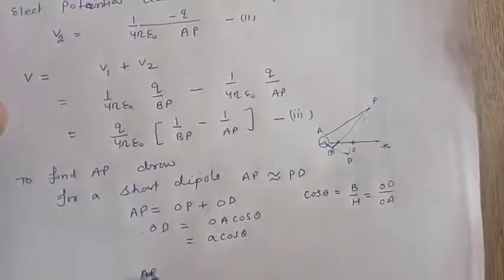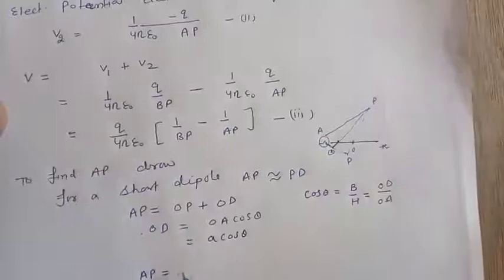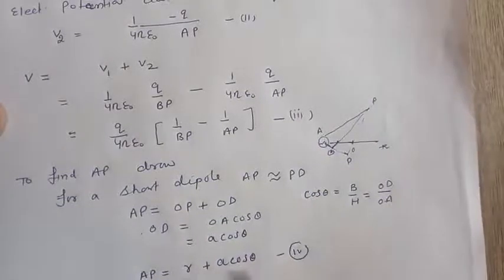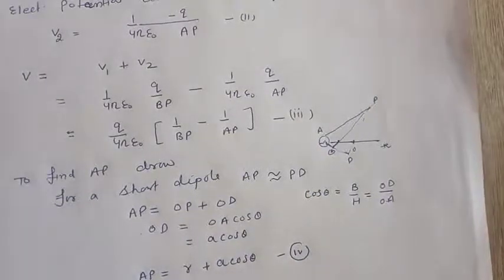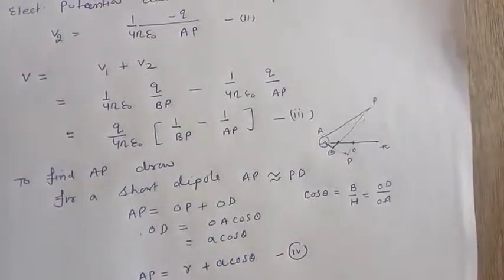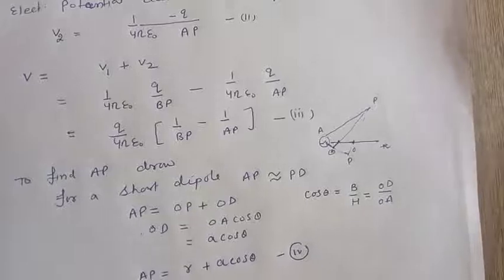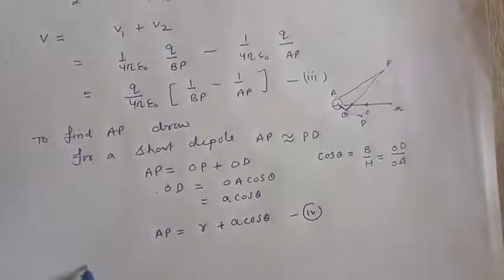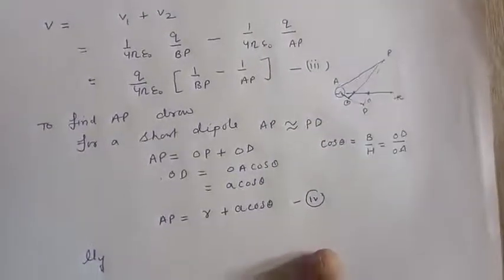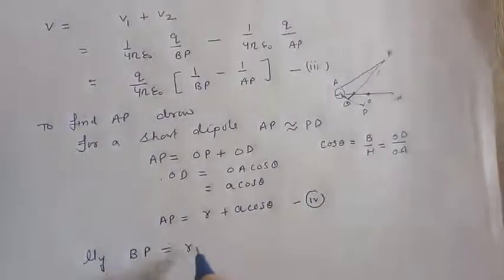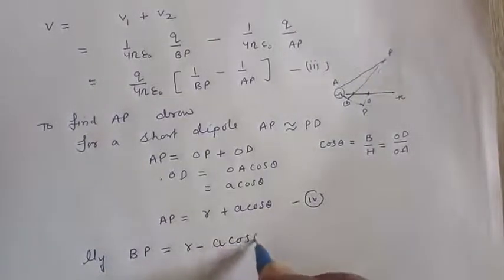So AP, we have O to P distance, you know it is R plus A cos theta. Let it be equation number 4. So in this way we have found the value of AP, R plus A cos theta. In the same manner we have to find BP. So write similarly, BP will be equal to R minus A cos theta.